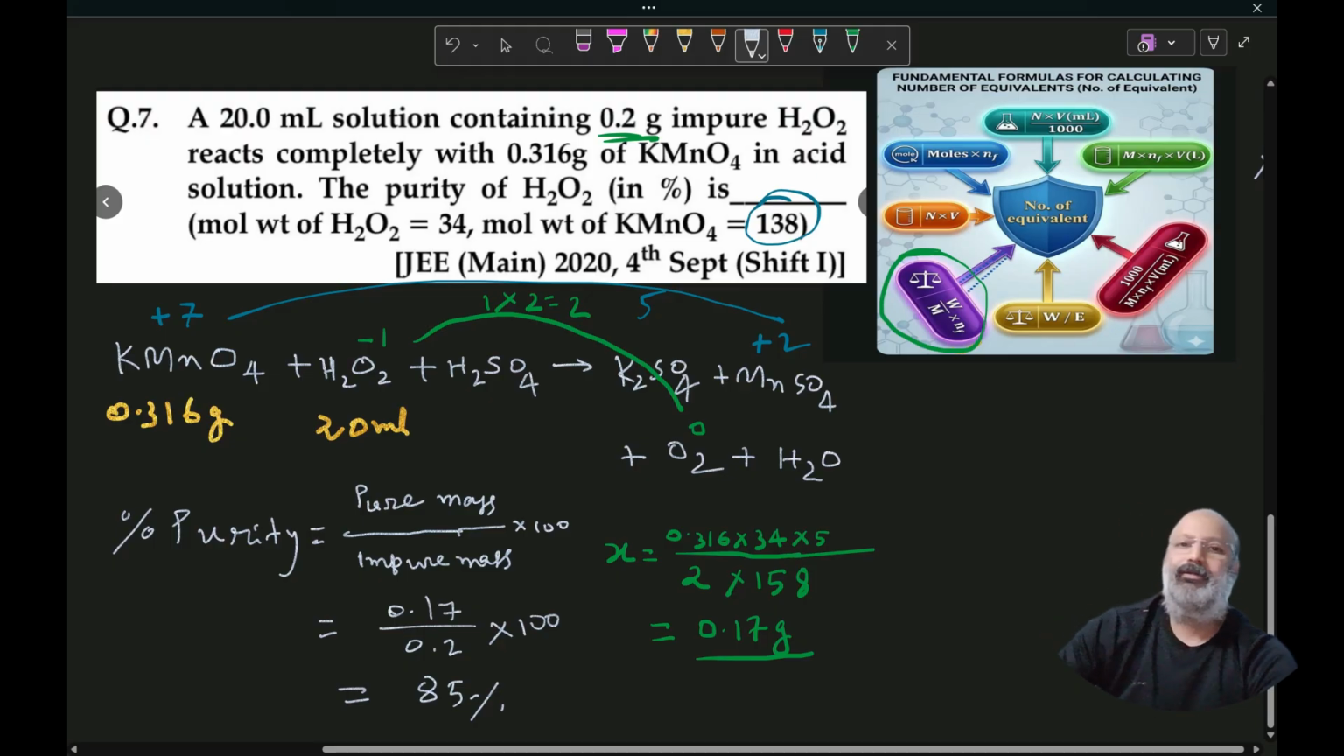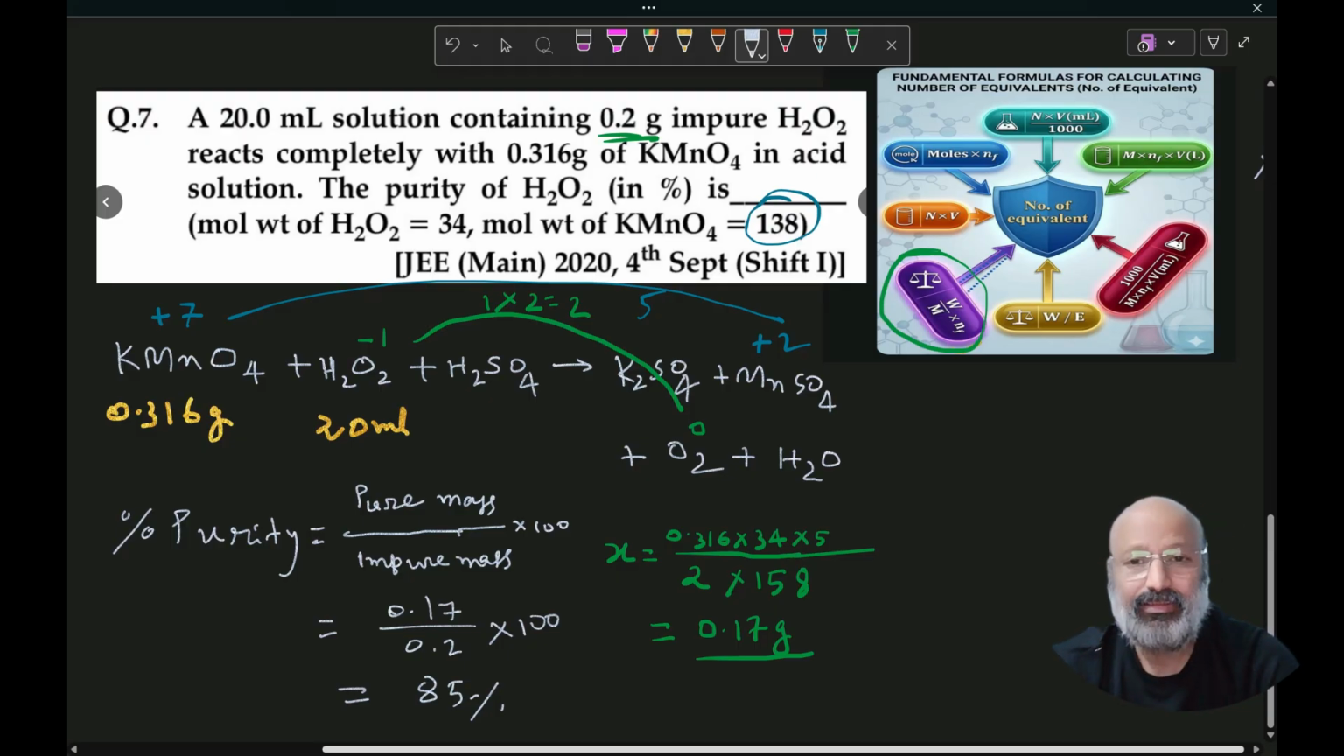So friends, today we have understood how number of equivalents can be a wonderful tool to calculate many complicated equations without balancing or without any hassle. So I hope you understood that. And remember, this chart is very, very important. With the help of this chart, you can reach the number of equivalents from any set of data.